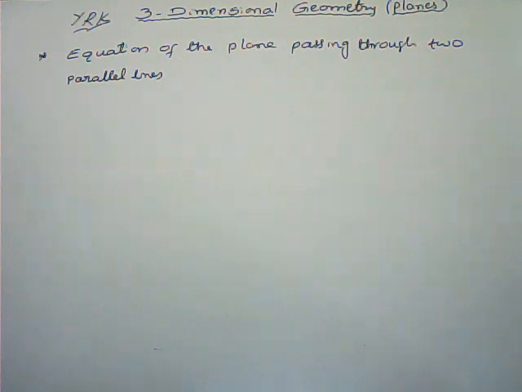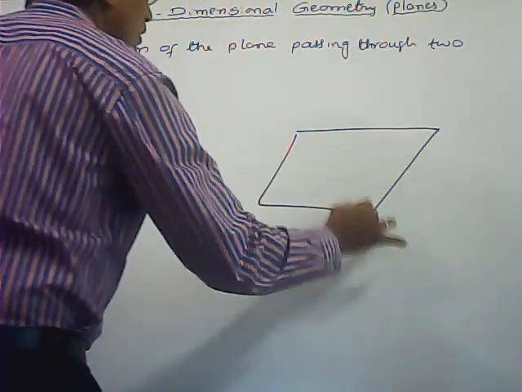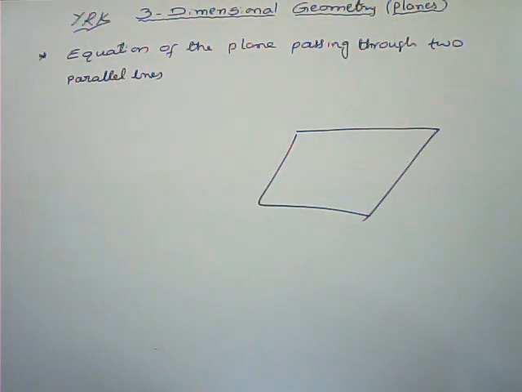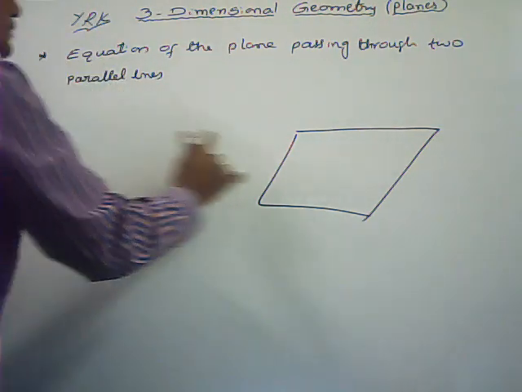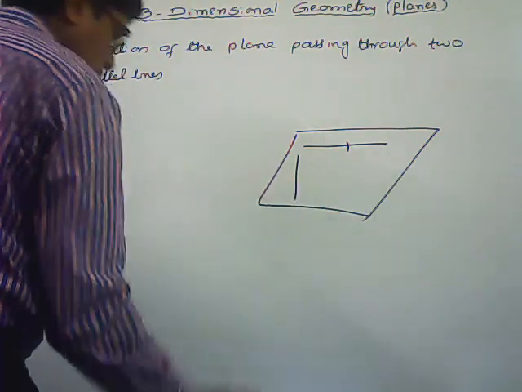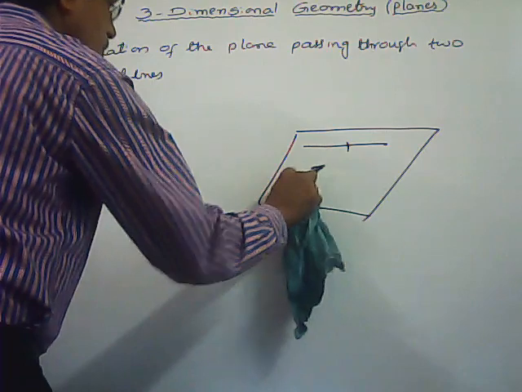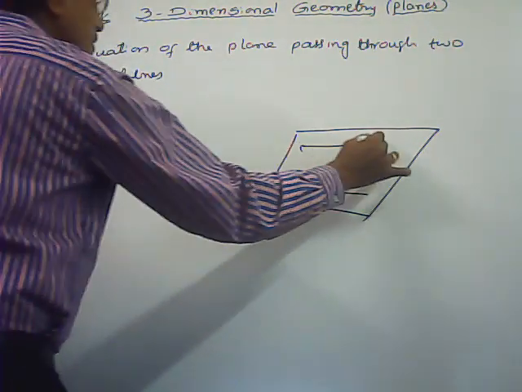Equation of the plane passing through two parallel lines. Here, one line is there, two parallel lines, sorry. Here one more line is there. What about the equation of the line? Standard form.